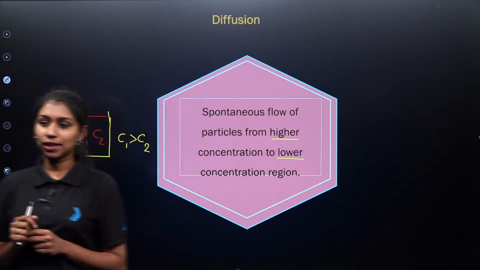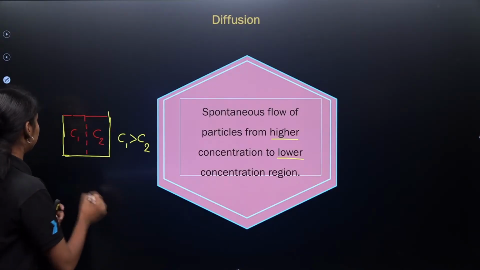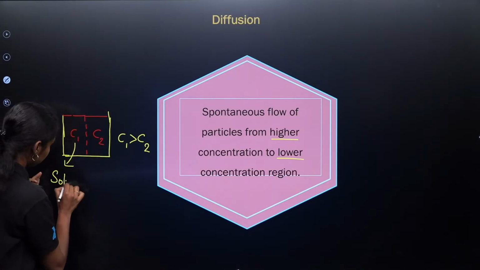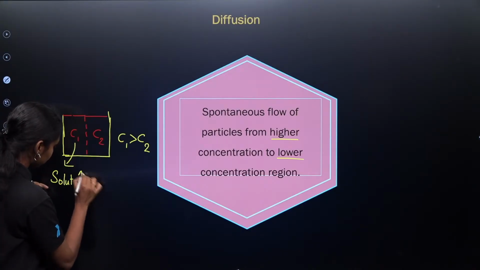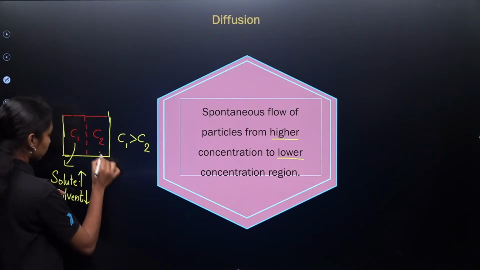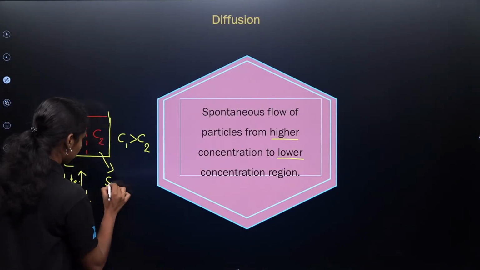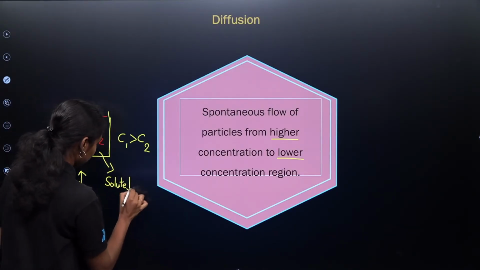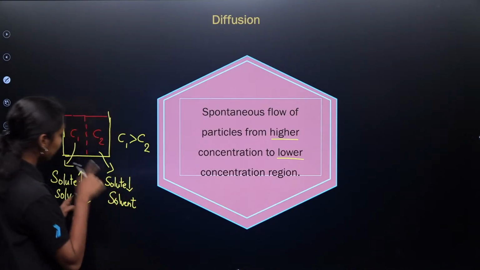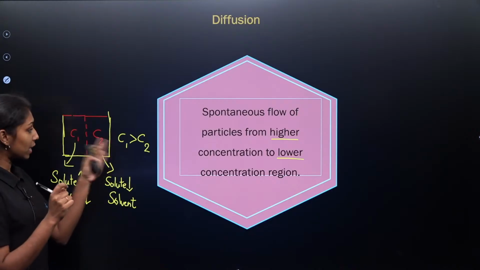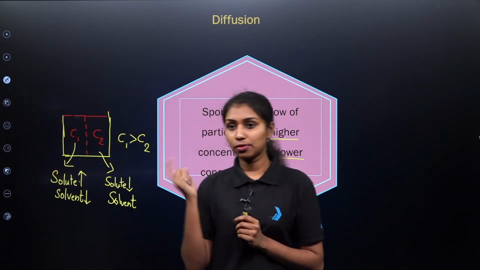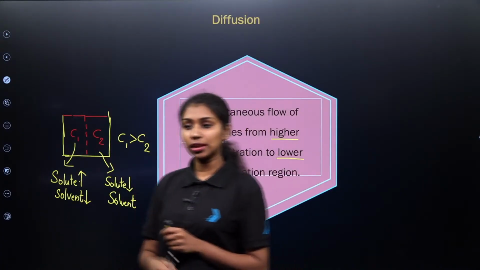Okay, Arcade, thanks for the confirmation. C1 is greater than C2, which means solute is more here. In terms of solute and solvent concentration, we can define this as C1 and C2 where C1 is greater than C2. So what will happen to the particles? Where will they move, from the first part to the second or the second to the first?